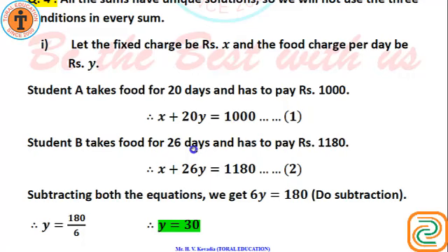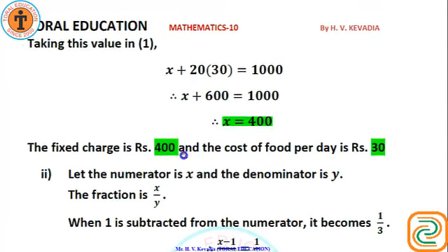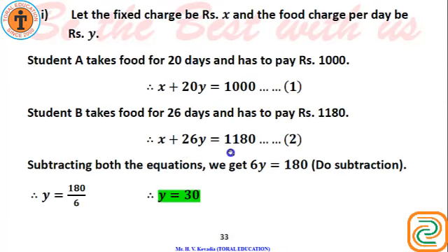Student B takes food for 26 days and has to pay rupees 1180. So the fixed charge x plus 26 into y equals 1180. Now we are not told which method is to be used, so I have used this method. Subtracting both the equations, this is the elimination method, we get 6y equals 180.